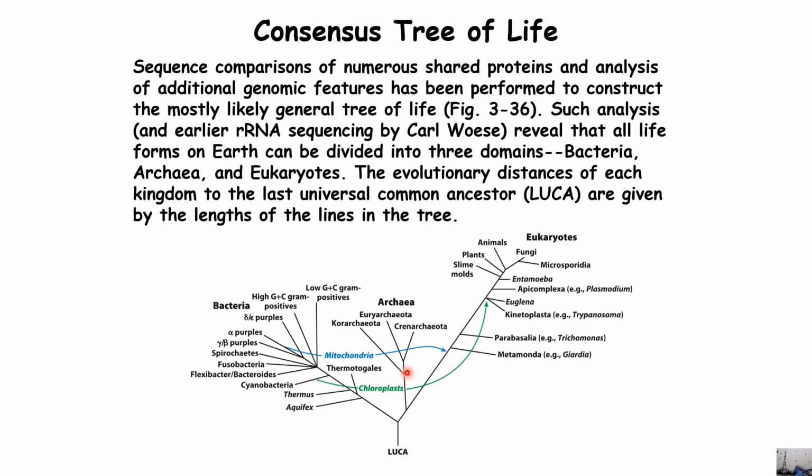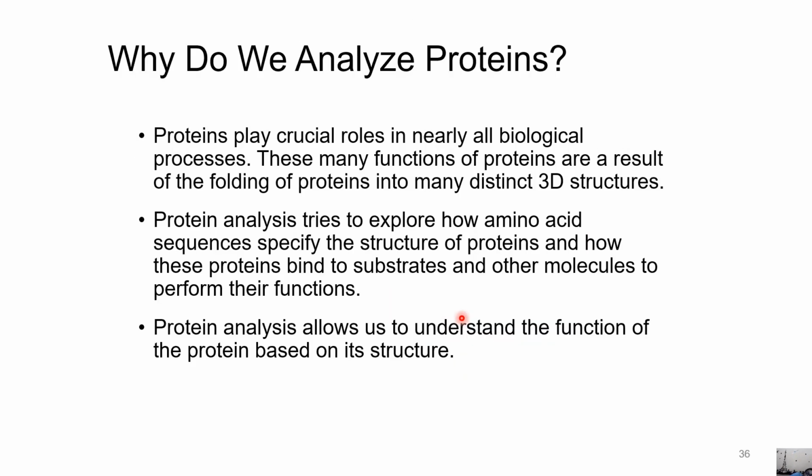Sequence comparisons of numerous shared proteins and analysis of additional genomic features have been performed to construct the most likely general tree of life. Such analysis revealed that all life forms on Earth can be divided into 3 domains: bacteria, archaea, and eukaryotes. The evolutionary distances of each kingdom to the last universal common ancestor are given by the lengths of these lines in the tree. Any doubt till now, or we'll continue?